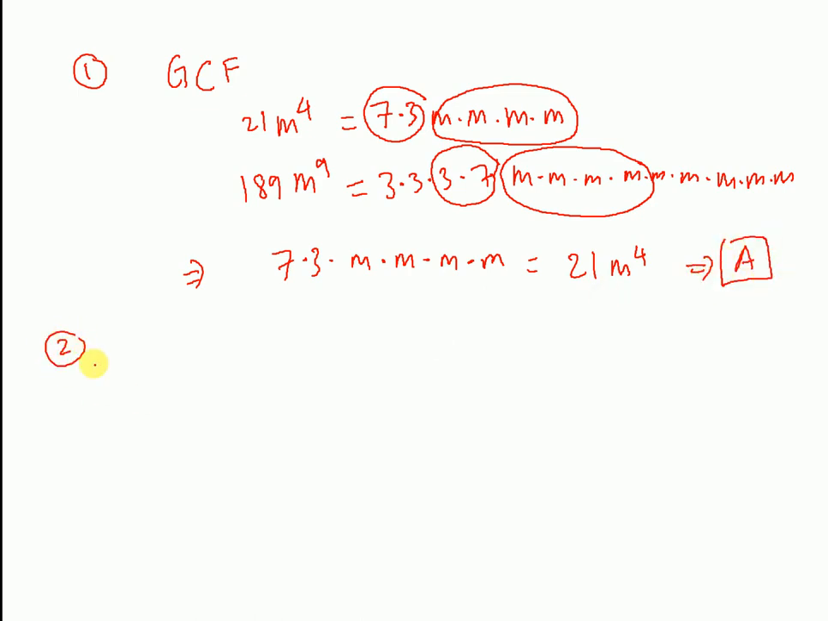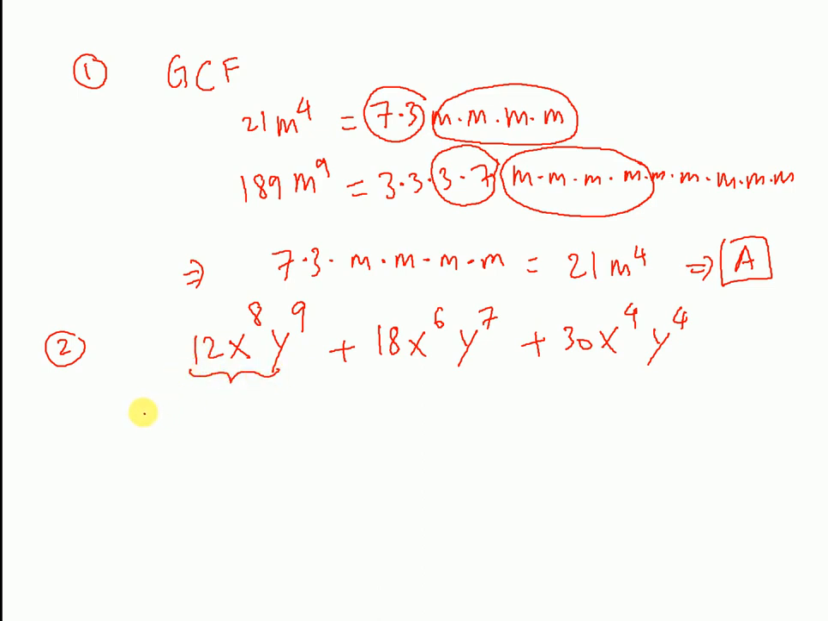The second problem, again, factor out the greatest common factor, or the GCF. We have 12x to the 8 y to the 9 plus 18x to the 6 power y to the 7 plus 30x to the 4 power y to the 4 power. Now the first term, 12, you can rewrite as 2 multiplied by 2 multiplied by 3, because 2 and 3 are prime numbers. And then x to the 8, which is 8 x's being multiplied together, and I cannot write them all here because there is not enough space.